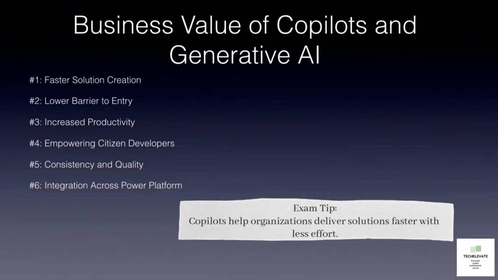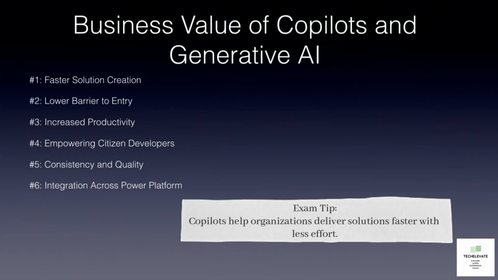Core business value number 6, integration across Power Platform. Copilots are integrated across multiple Power Platform services, including Power Apps, Power Automate, Power BI, and Copilot Studio. This allows users to experience AI assistance consistently across tools, supporting end-to-end business solutions.